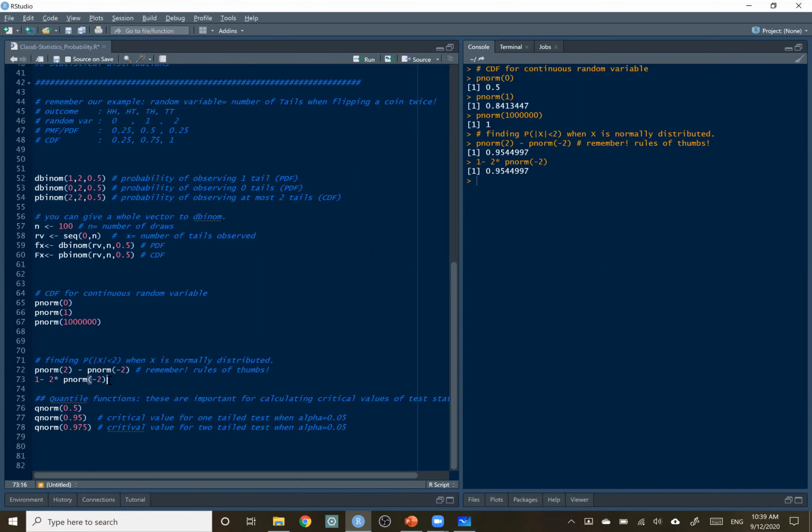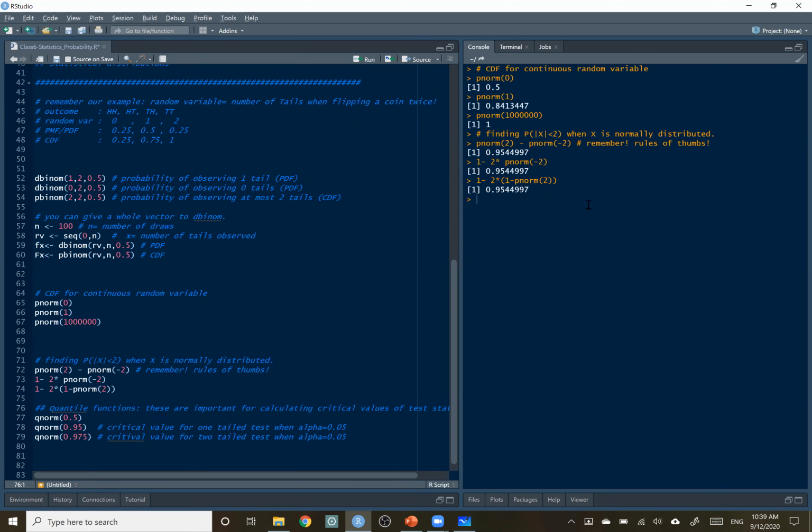And for fun, I want you to try this one as well. 1 minus 2 multiply 1 minus pnorm of 2. It's the same answer, right? So make sure that you can play. You can go back and forth between these 3 different versions. It's up to you which one you want to pick.